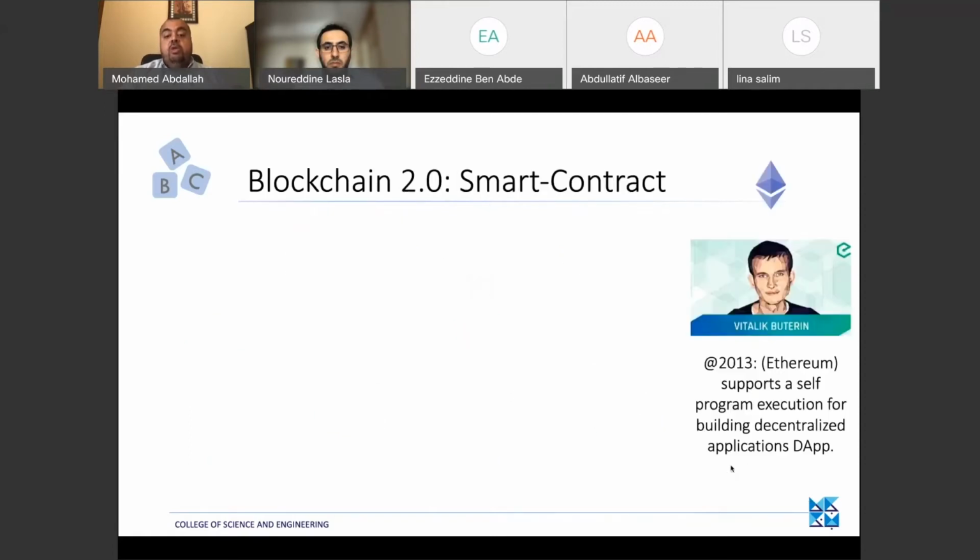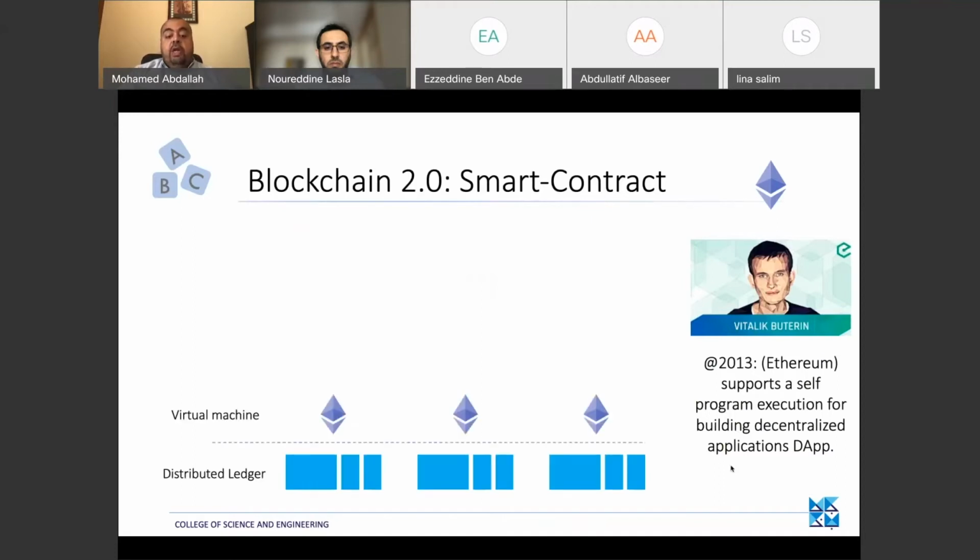If you look at blockchain 2.0, smart contract, Vitalik Buterin in 2013 developed a self-program execution for building decentralized apps on top of the blockchain. Ethereum is actually a distributed ledger, and on top of this there is a virtual machine which can run smart contracts. This is the new blockchain network, Ethereum.